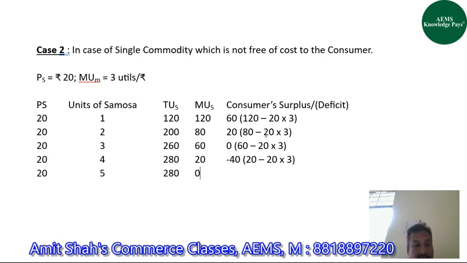How? 20 into 3. Yeah, his expectation is 3 utils per rupee. And on second samosa, he spent how much? 20. But he got how much? 80. If he goes for fifth one, here he will have deficit of 60 utils, that is 0 minus 20 into 3.